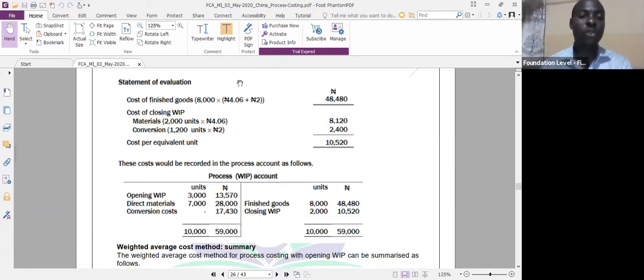Then we get to the cost of work in progress. We're told that 2,000 units will cost you 4 naira 6 kobo, then the conversion of 1,200 units will cost you 2 naira per equivalent unit. When you multiply, you get 8,120, and the other one is 4,000 naira.